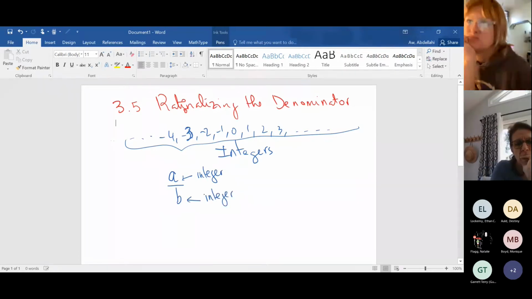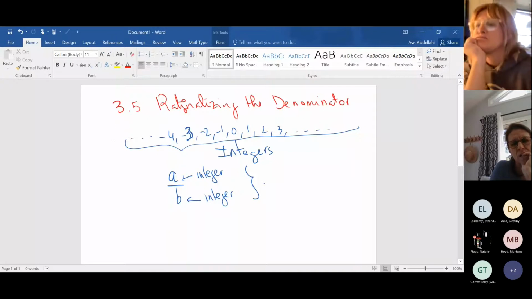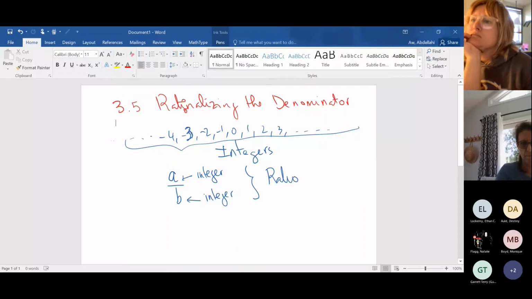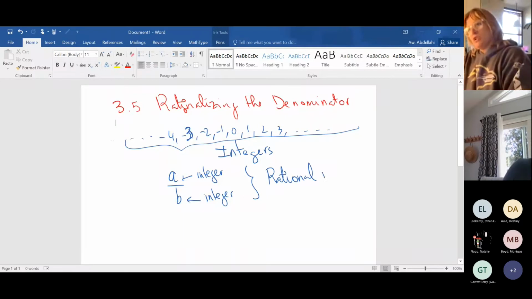Any number that can be written as an integer divided by another integer is called what? Does somebody know the name? A fraction. It is a fraction, but they have a math name. Just like the integers, they also have a name for these. Any number that can be put as a fraction is called a rational number. A rational number is any number that you can write as a fraction.